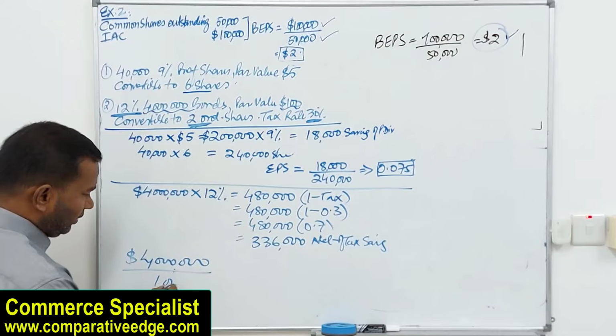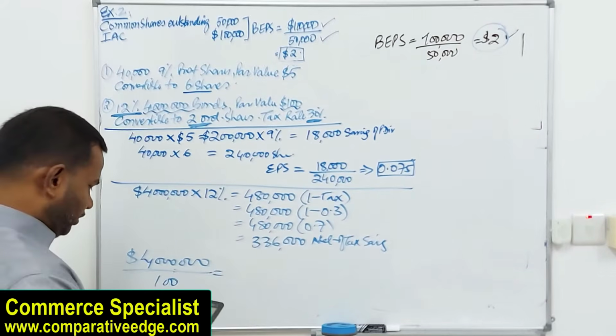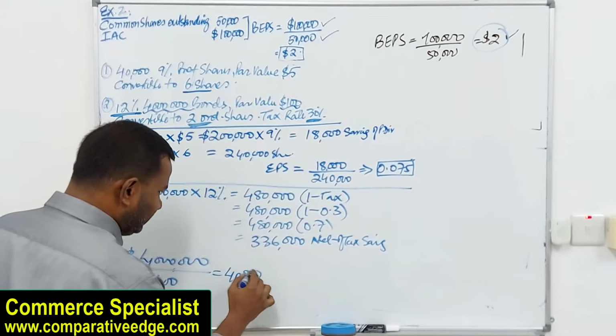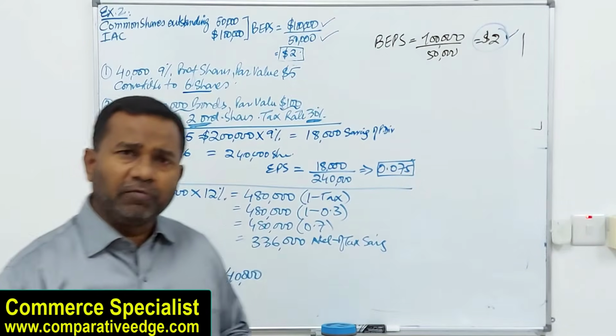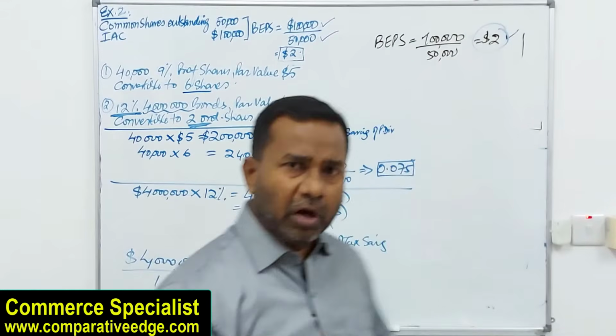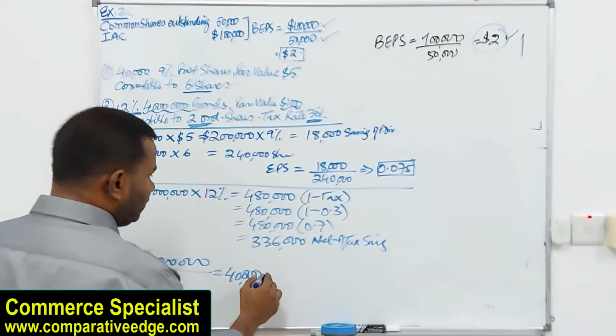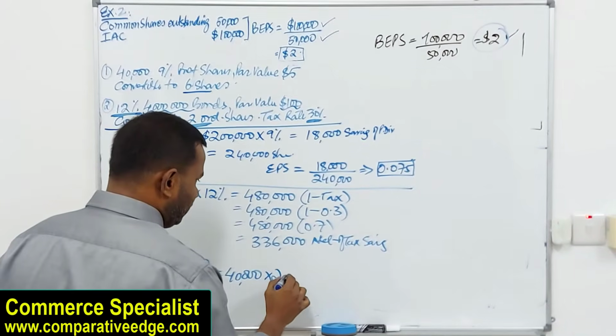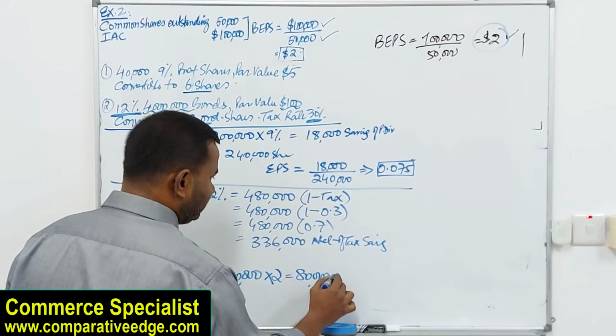Each bond is 400. So how many bonds do you have? You will have 10,000 bonds. That's how you calculate the number of bonds: value of bond divided by the par value of bond, the nominal value of bond. So there are 10,000 bonds. Each bond converts into how many shares? 2 ordinary shares. So you will have 20,000 new shares.